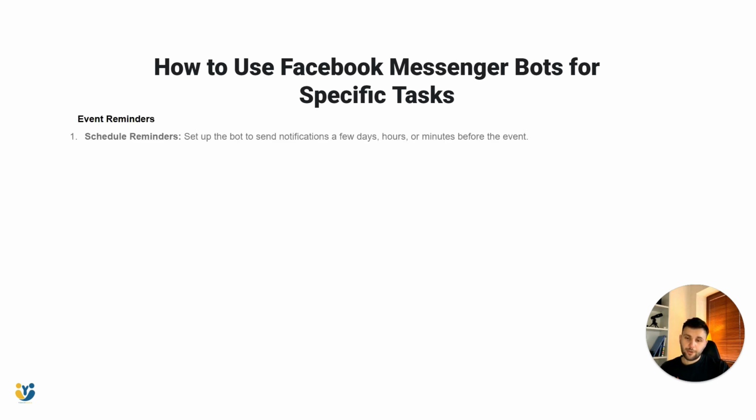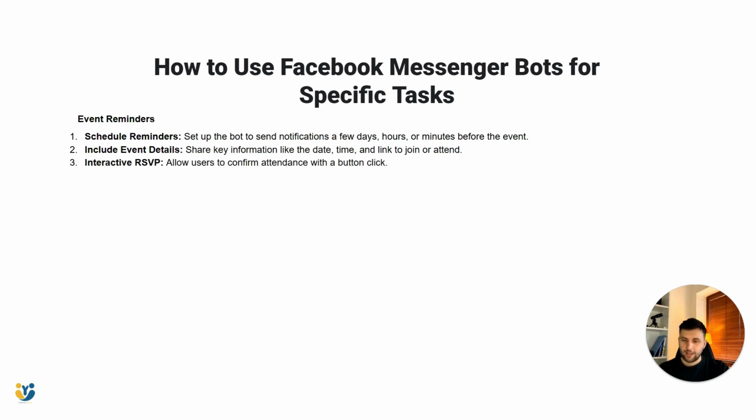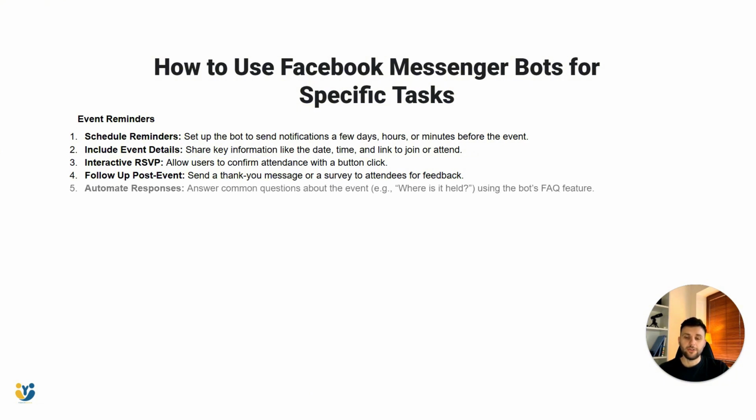For event reminders, just schedule these reminders, right? Set up the bot to send notifications a few days, hours, or minutes before the event. Include event details. You can share key information like date, time, and link to join or attend. Then you can include an interactive RSVP. Basically, you allow users to confirm attendance with a button click, and then you follow up post event.